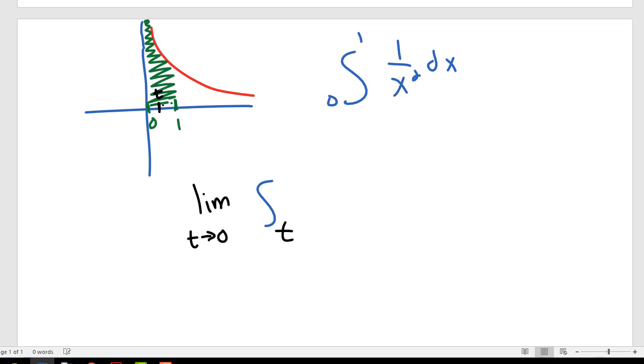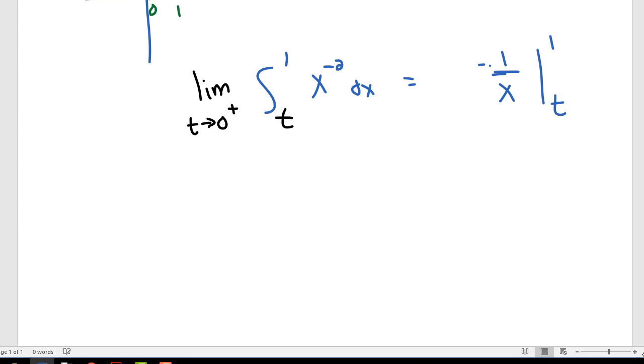If we look visually right here, we moved away from 0, and we're going to approach 0 from the right. So we really have a one-sided limit there. We'll go from 0 to 1 of x to the negative 2 dx, and we've already evaluated this integral. This is negative 1 over x as we go from t to 1.